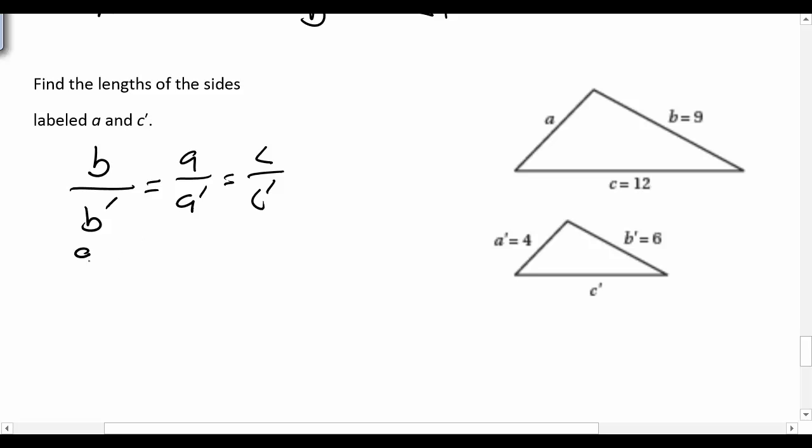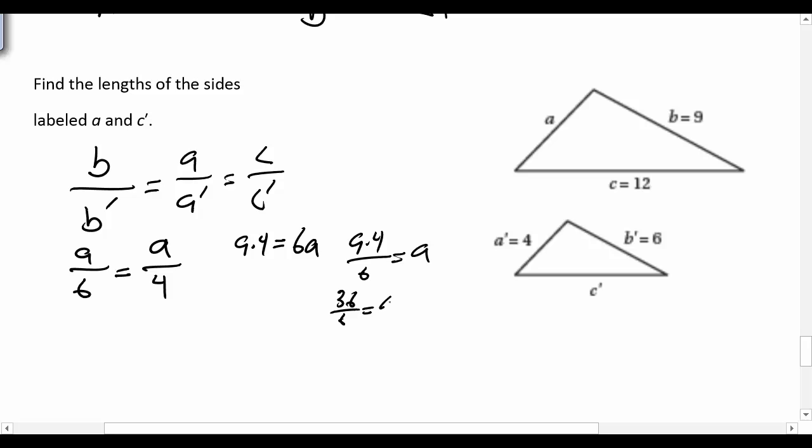So looking at these two triangles, I can see that the big triangle B over B prime, and I want to find A, so we'll go A over A prime, and we'll also set that equal to C over C prime. So each of those relationships should be the same constant. I can see I've got 9 over 6, and then I don't know A, but I do know that in the smaller triangle that's 4. So in this case I can cross multiply and divide. So 9 times 4 equals 6A. So then I want to divide by 6 to get A. So that's 36 over 6. So A is 6.